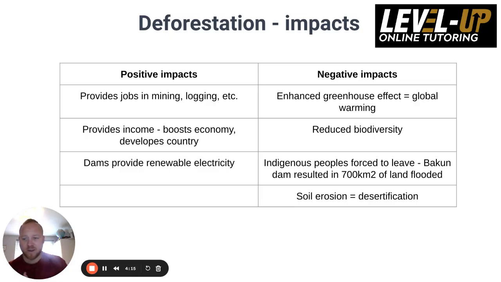However, there are positives. There's a reason why they cut down the rainforest. It does provide millions of jobs around the world in mining and logging and agriculture. With that in mind, it provides income to families. If they've got more money, they've got more money to spend, they can start paying taxes, so it boosts the economy of the country. The country can therefore develop and become richer.